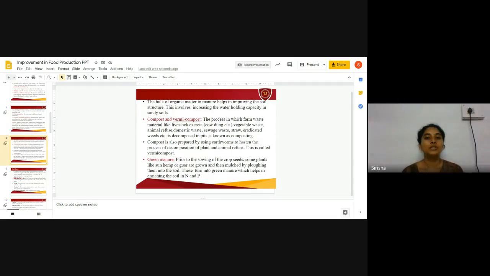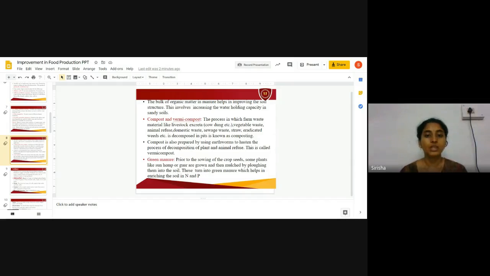Next, compost and vermicompost. As you all know, earthworms increase the soil fertility. So we can increase the soil fertility by vermicompost. That means vermicompost can be prepared before adding to the soil. The compost is farm-based material like livestock excreta, whereas livestock excreta plus earthworms is vermicompost.